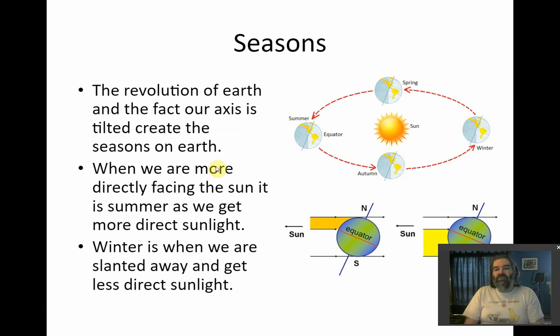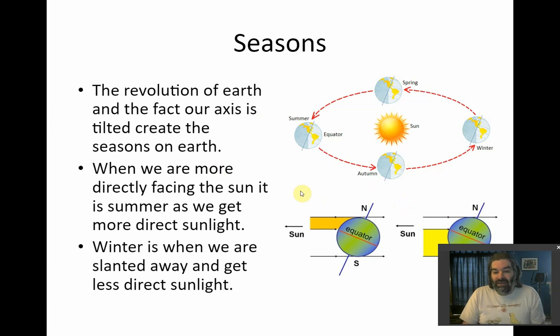Now, seasons are an interesting thing. If you ask most people, they'll tell you, well, it's summer when we're closer to the sun and winter when we're farthest away. But that doesn't really make sense because it's summer in Australia when it's winter here. So Australia can't be closer to the sun than Canada is. That doesn't really make sense.